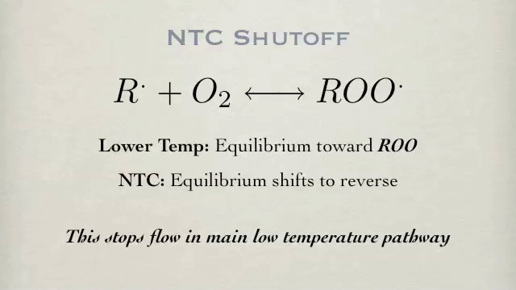Studies have shown that in this intermediate region, there is a shift in equilibrium of the oxygen addition reaction. In effect, the oxygen shifts away from the products, thus inhibiting ignition behavior. This occurs in the NTC region. This stops the main flow of the low temperature pathway, making longer ignition delay times.